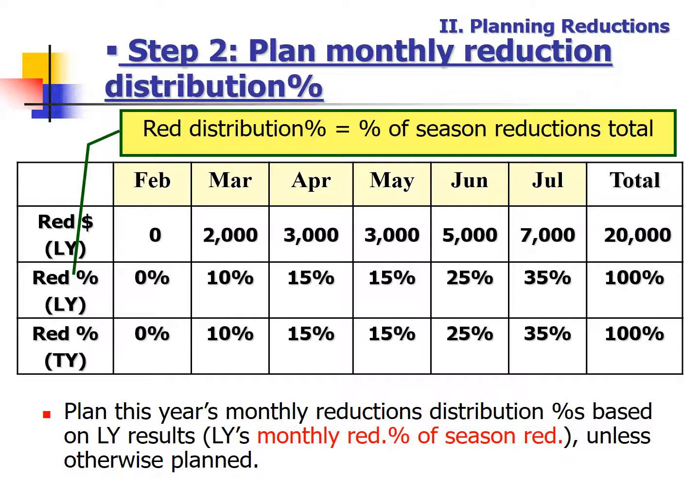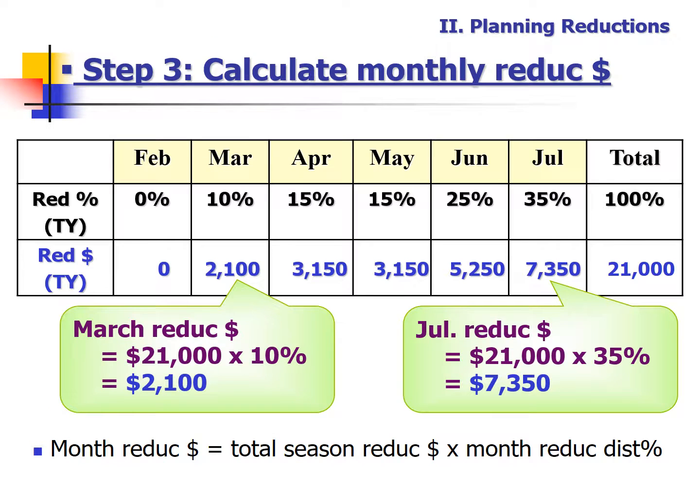Then, using the assumption that this year's reductions percent distribution will be the same as last year's reductions percent distribution, we're going to just copy and paste the reductions percent from last year for every month to this year.